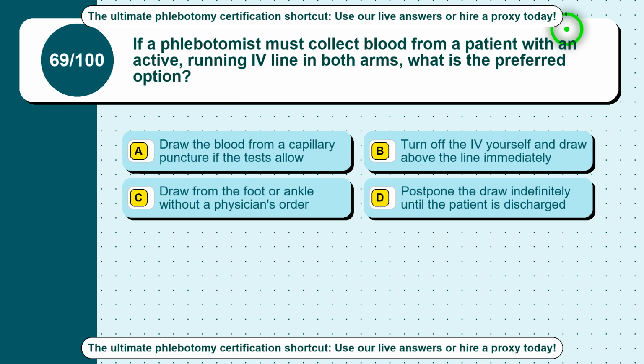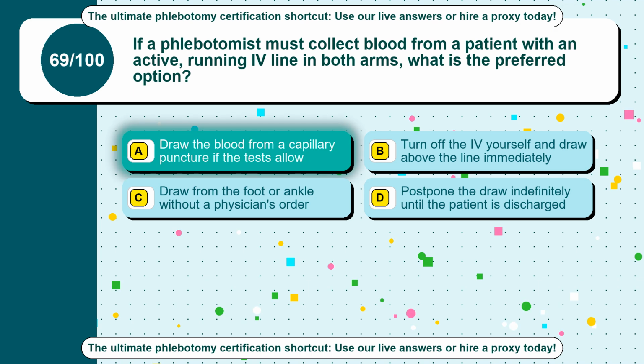Question 69. If a phlebotomist must collect blood from a patient with an active, running IV line in both arms, what is the preferred option? Option A. Draw the blood from a capillary puncture if the tests allow. Option B. Turn off the IV yourself and draw above the line immediately. Option C. Draw from the foot or ankle without a physician's order. Option D. Postpone the draw indefinitely until the patient is discharged.